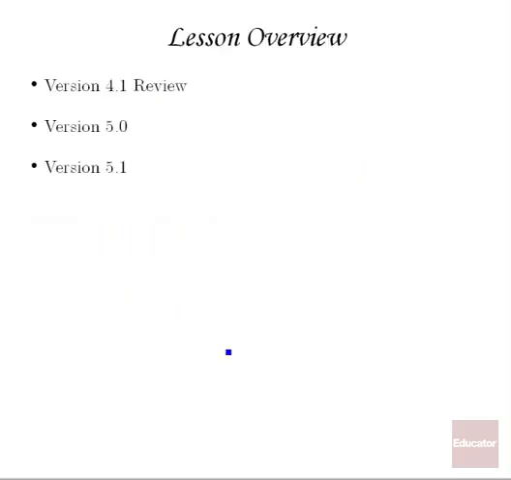So in today's lesson, we're going to do a couple of things. We're going to just quickly review what the last web application version was and the features that it had, so we can see the changes that we're going to progress to. And then we're going to make two updates to our web app. We're going to have a version 5 and a version 5.1.